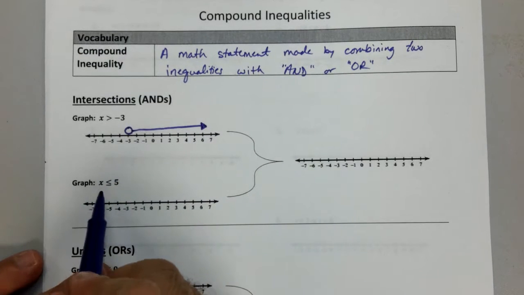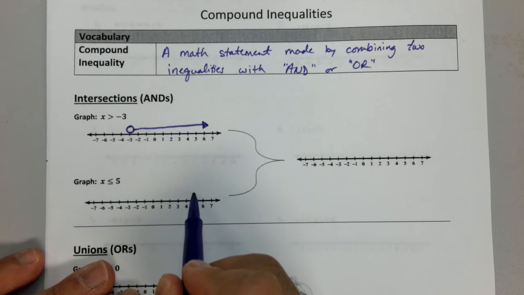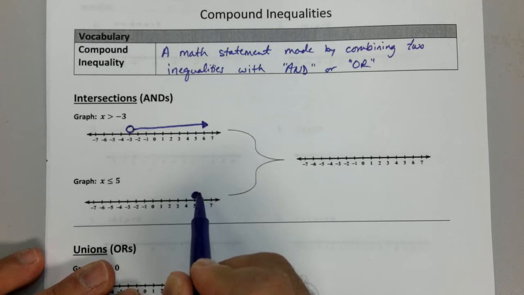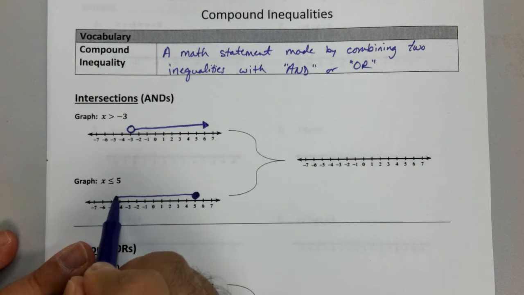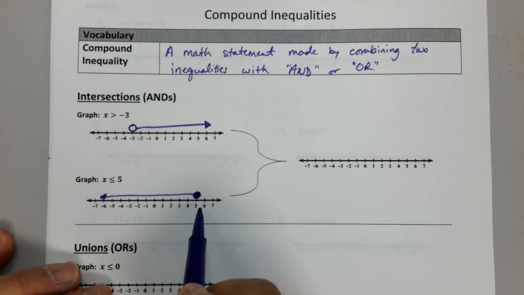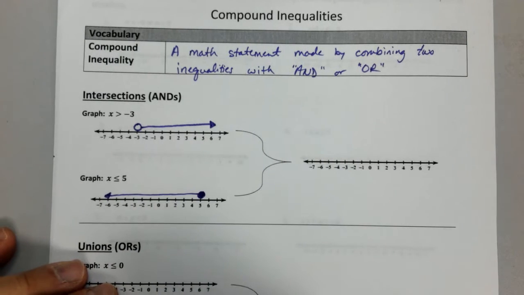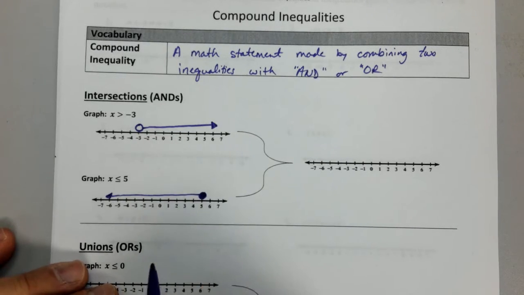At the same time, we have another statement down here where x is less than or equal to 5. Because it has an equal sign, I can put the line underneath and I can graph it to the left, because these numbers on the left of 5 would be all the numbers that are less than 5. And we color it in because it also includes 5. It can be equal to 5.